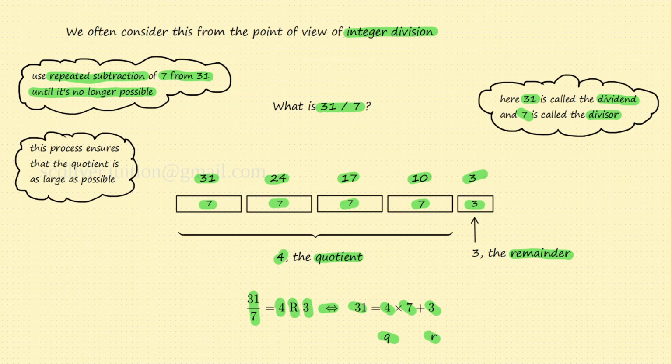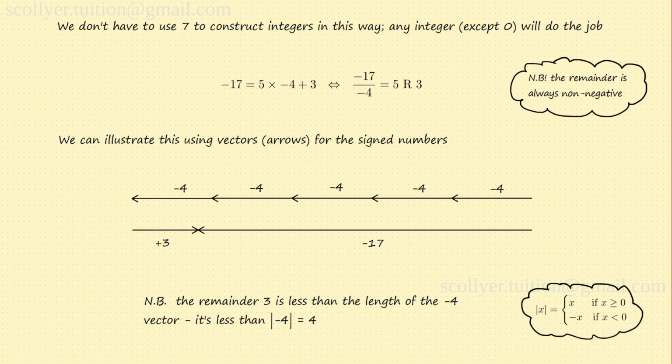Now, I mentioned earlier that we wanted to make Q as large as possible to ensure that R was a unique number between 0 and 6. And it's exactly this process of repeated subtraction until we can't continue that ensures that the quotient, the Q, is as large as possible. Now, we've been using 7 to construct integers, but in fact, any integer at all, with the exception of 0, will do the job just as well.